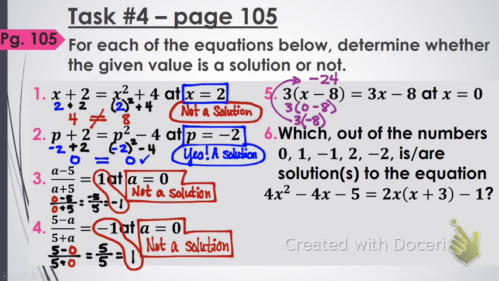On the other side, if I put 0 in the place of x, what do I get? I just have negative 8. 0 minus 8 would give me negative 8. And those are not the same. So once again, we're left with not a solution.